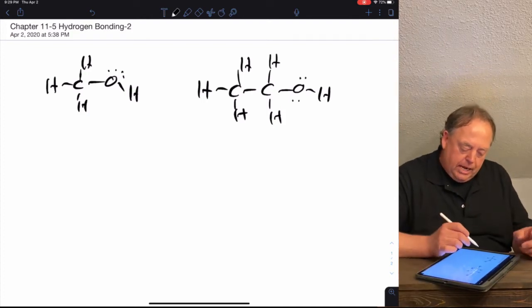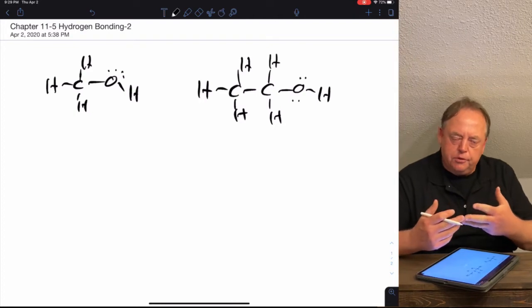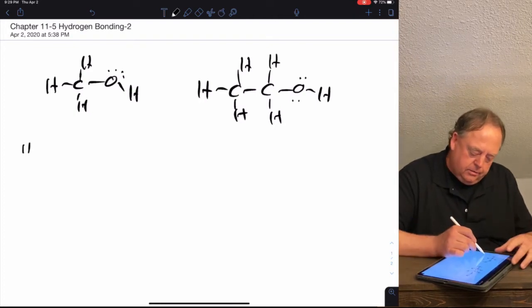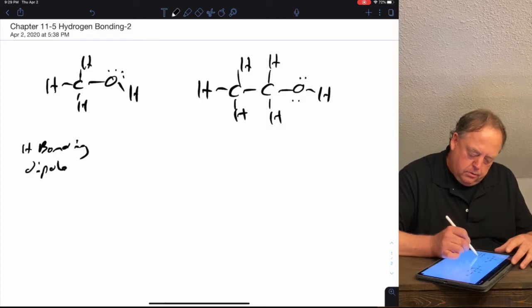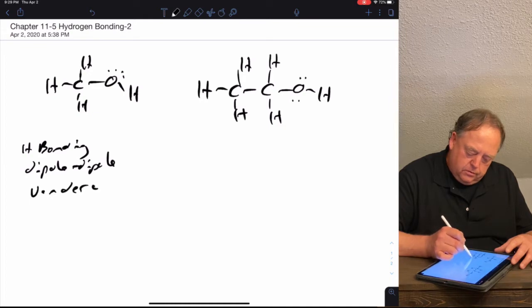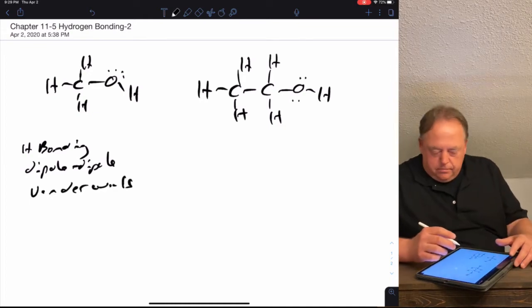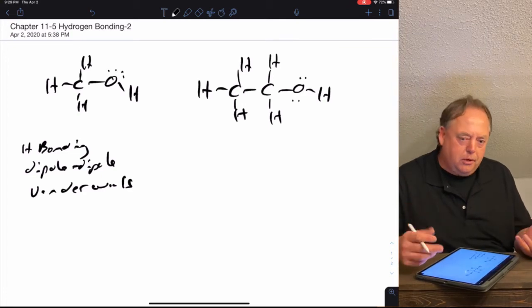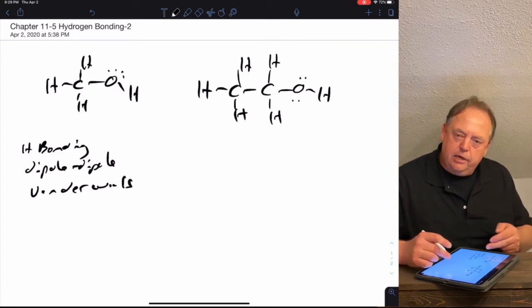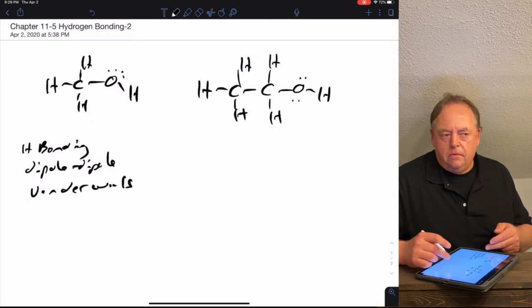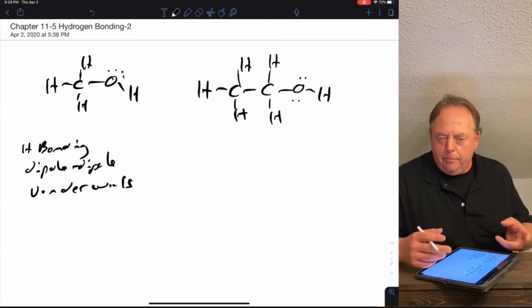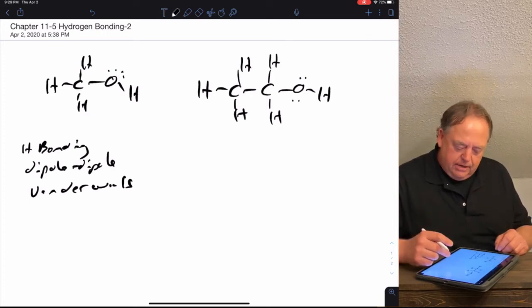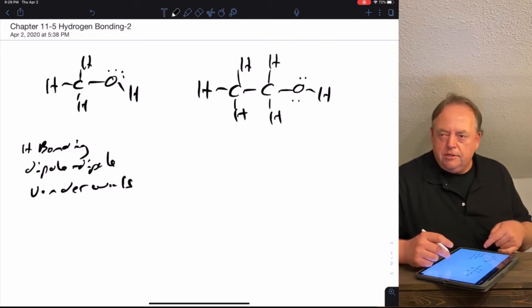So the question you want to ask yourself is, go through the intermolecular forces: hydrogen bonding, dipole-dipole, van der Waals. Can it make hydrogen bonds? If yes, stop there, because hydrogen bonding is the most important. If it can't make hydrogen bonds, then does it have a dipole? If it has a dipole, yes, then stop there, because dipole is the next most important. If it doesn't have a dipole, then you have to go to van der Waals attractions, the weakest.